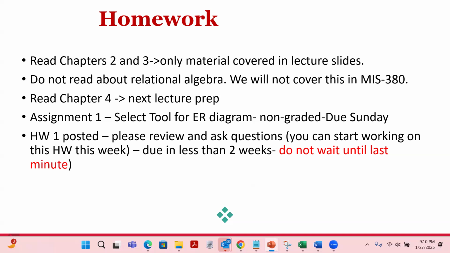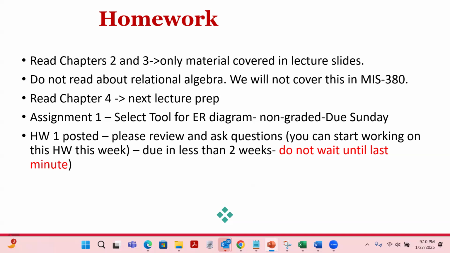So, assignment 1 is a non-graded assignment that asks you to select a tool for ER diagrams, and it is due Sunday. I want to talk a little bit about this assignment. I strongly recommend you guys use Lucidchart. Lucidchart is free. The free version is enough for what we will be doing in this class, including the team project. The free version also allows multiple people to collaborate on the same diagram, which is going to be very handy for the team project.